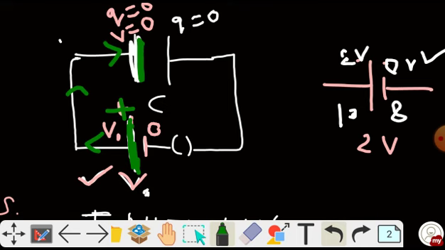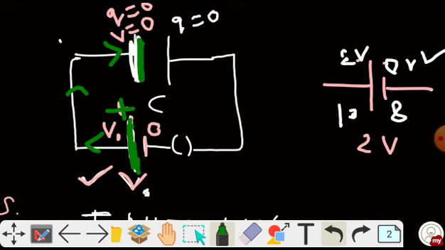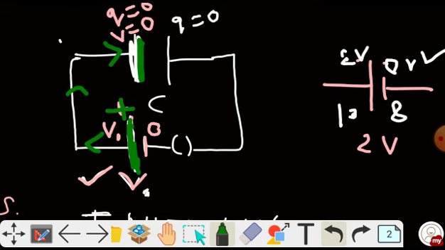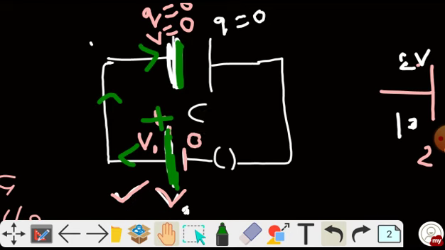Now one more thing: will this battery give charge to this capacitor forever, or will it stop after some time? Just think about what is going to happen later. This is the initial condition. Now the charging has started. Is it going to take forever? That means, will charge always keep on storing in the capacitor, or will there come some point when the charging will stop? Yes, it will stop at some point. See why? As you can see, the positive terminal of the battery keeps on sending positive charge towards this plate.